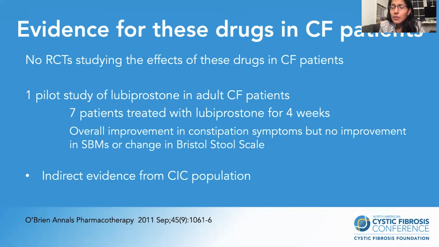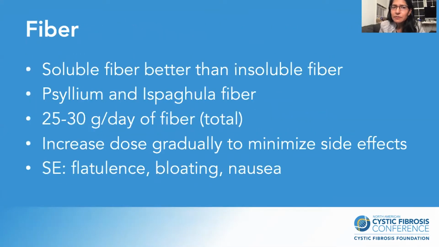So the evidence to support the use of these medications in CF patients actually comes from indirect evidence in the CIC population or the IBS-C population. Let's start off by talking about fiber. It's important to actually recommend the use of soluble fiber as it's better tolerated and more effective than insoluble fiber. The 2 agents for which we have the most evidence to support their use are psyllium and ispaghula fiber.